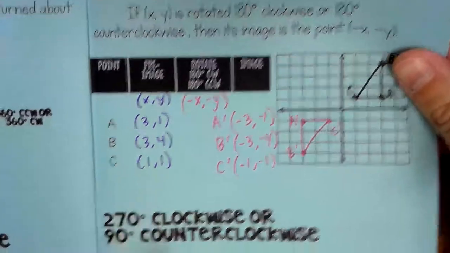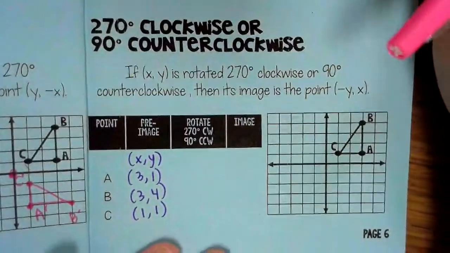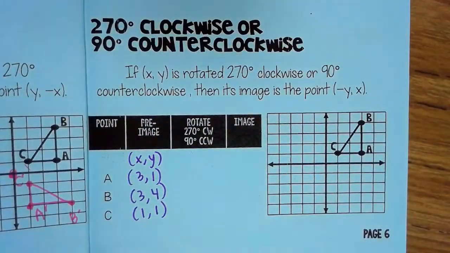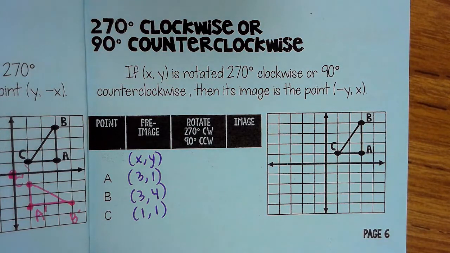All right, last example: 270 clockwise or 90 counterclockwise. Again, you're going to hear us talk about it in increments of 90 usually. So if I want you to go 270 clockwise, my directions are going to say go 90 counterclockwise. But I do want you to know that those are the same thing, so they have the same rule.